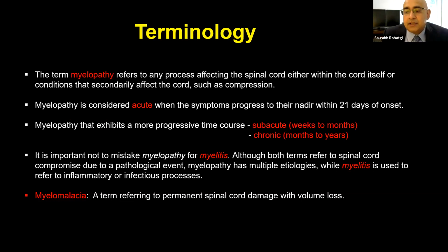An important distinction between myelopathy and myelitis is that both terms are commonly used interchangeably, but myelopathy can have multiple etiologies, whereas myelitis usually refers to an inflammatory or an infectious process. Another term that is commonly used when you describe cord signal change within the spinal cord is myelomalacia, which refers to permanent spinal cord damage with volume loss. So three terms are used: myelopathy, myelitis, and myelomalacia.